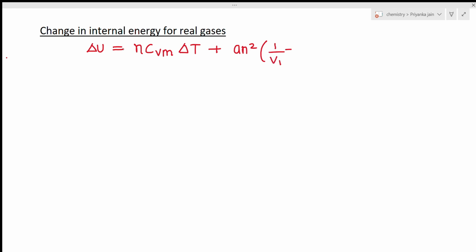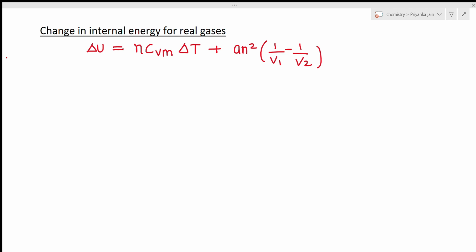Now the second thing is the change in the internal energy for the real gases. We know the formula for the internal energy change, ΔU, for the real gases. We have seen it in the lecture on internal energy change. I have already made a video on internal energy, so you can see that lecture in the description box. ΔU = n CV,m ΔT + a n² (1/V1 − 1/V2). This is for the real gases.